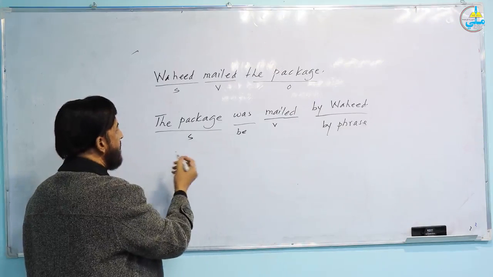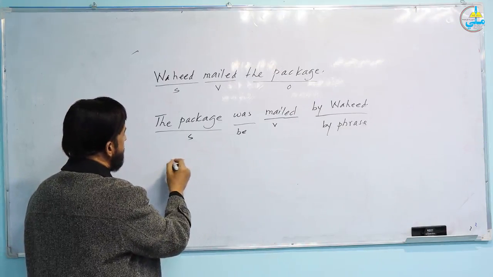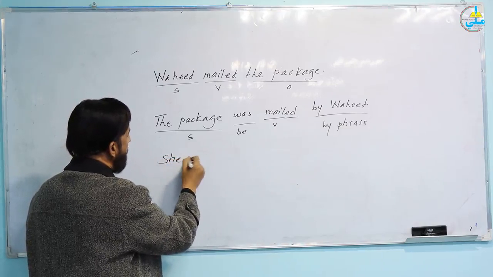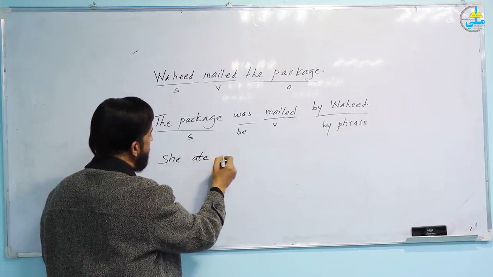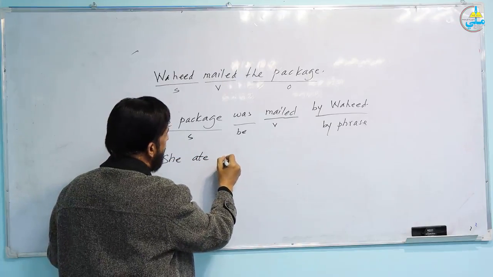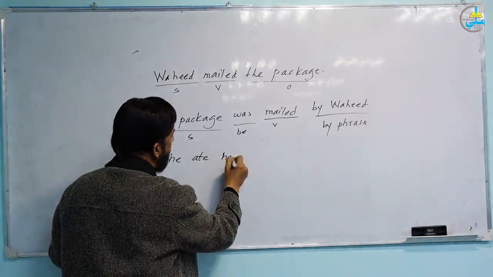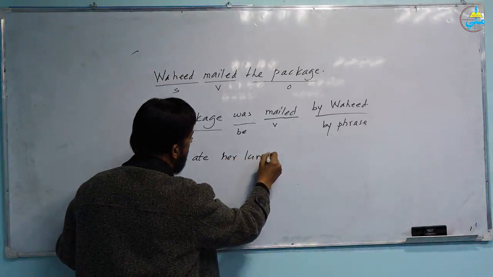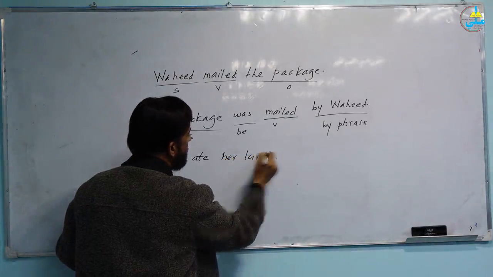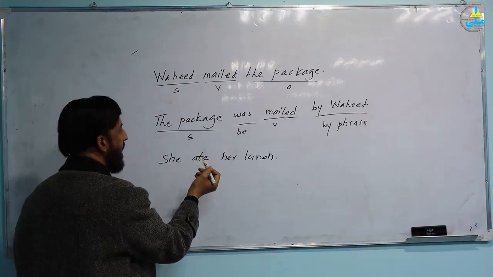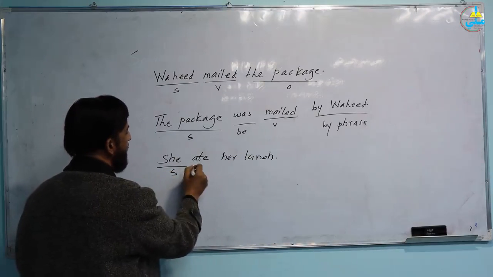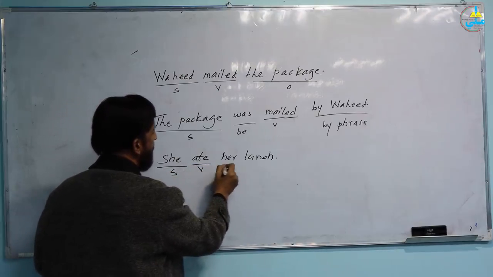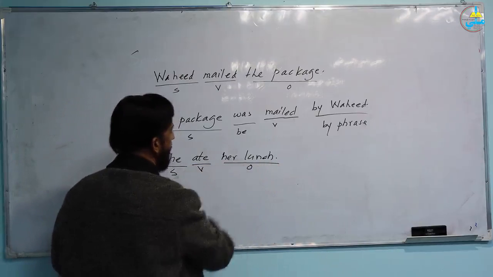Another example. She ate her lunch. She ate her lunch. She is the subject, ate is the verb, and her lunch is the object.